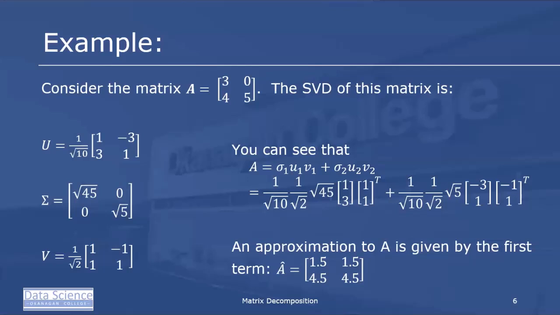Now, if we want to reconstruct A, we can take sigma 1 u1 v1 transpose plus sigma 2 u2 v2 transpose, and multiply them together and add them up. If we want to approximate A using only the biggest sigma value, we can simply not add the second part of that sum, and our low-rank approximation A hat equals 1.5, 1.5, 4.5, 4.5.